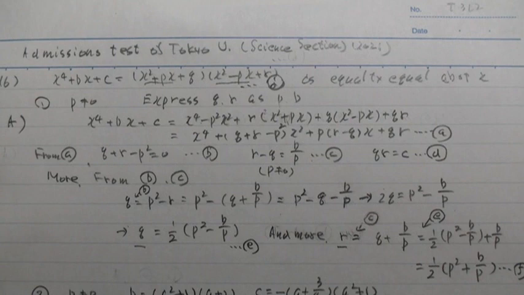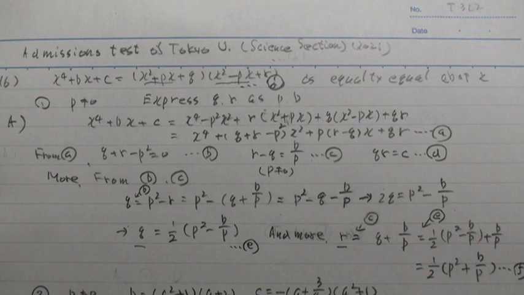T13L2, admissions test of Tokyo University Science Section 2021. Given x^4 + bx^2 + c = (x^2 + px + q)(x^2 - px + r), as an equality identity about x. Question 2.1: P is not zero, express qr as pv.